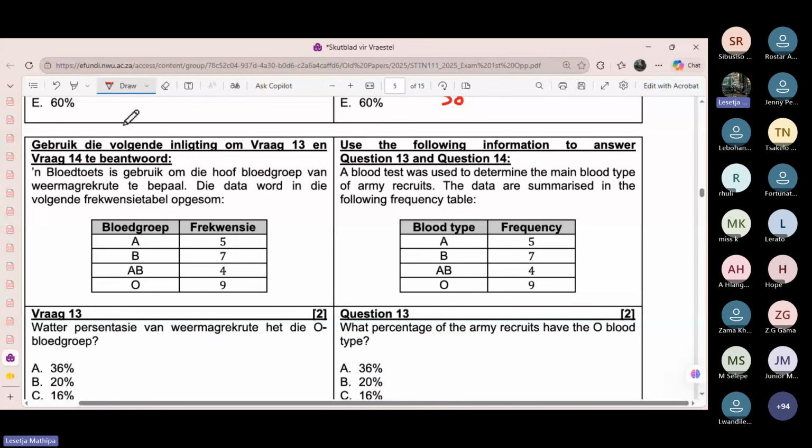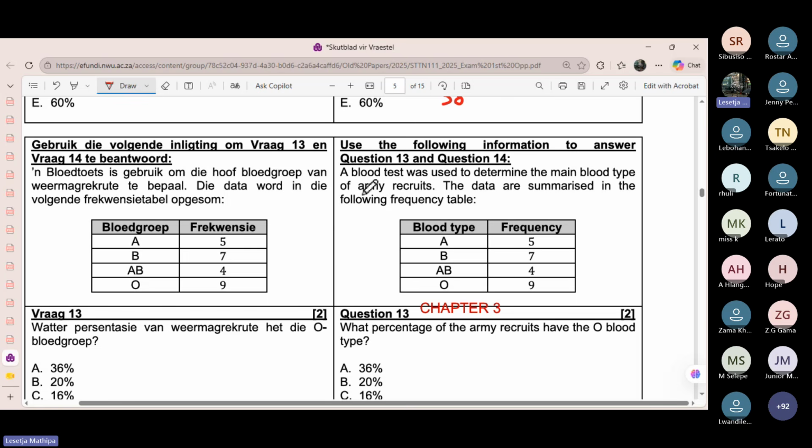All right. Okay, let's look at question 13, chapter 3. It says that a blood test was used to determine the main blood type of army recruits. The data are summarized in the following frequency table.